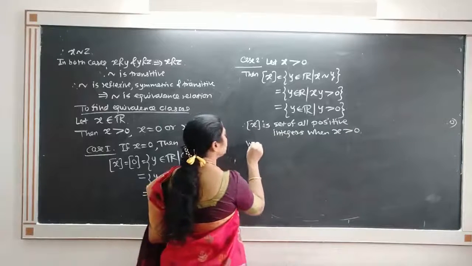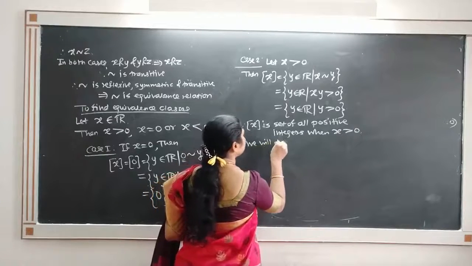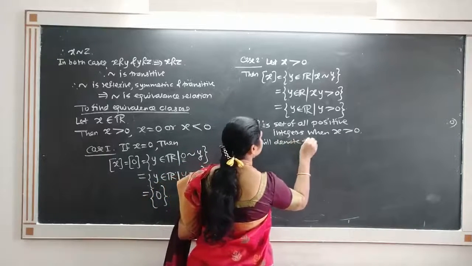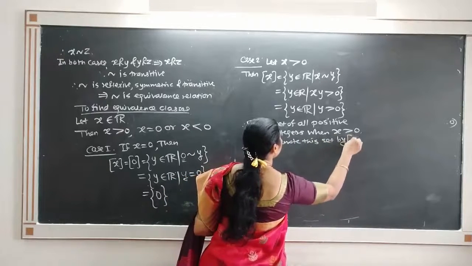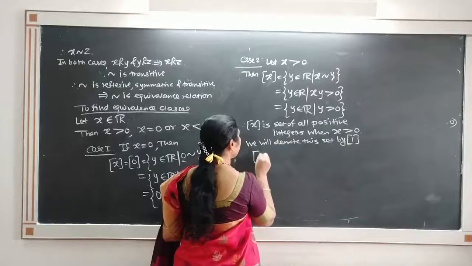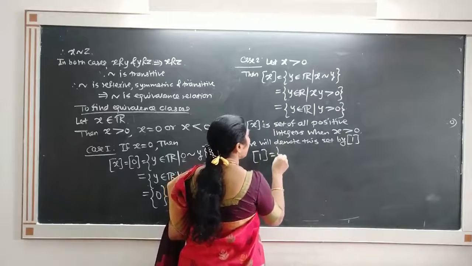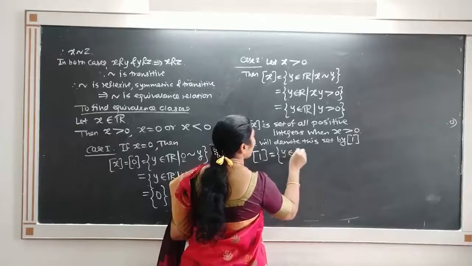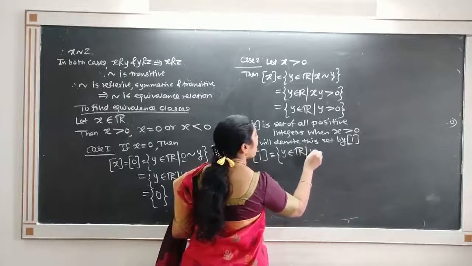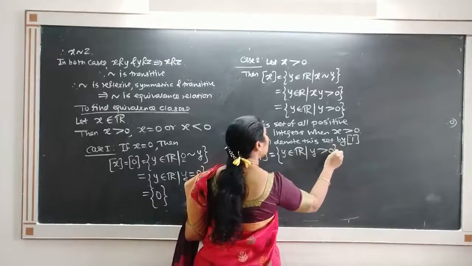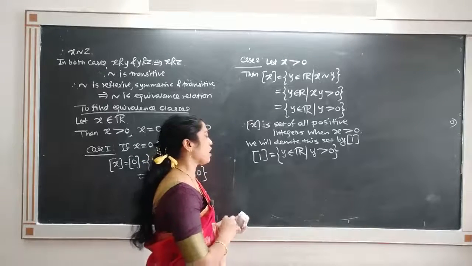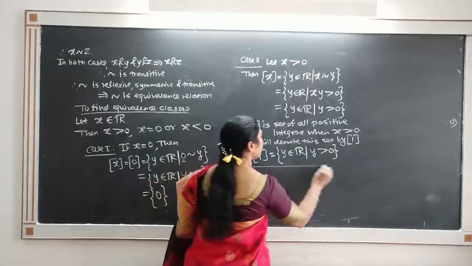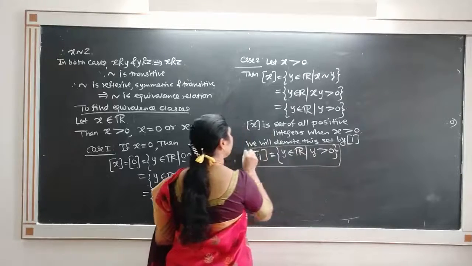We will denote this set by equivalence class of 1. So what is equivalence class of 1? We will say all y belonging to R such that y is greater than 0. All the positive give one equivalence class. So this is one of the equivalence classes, all positive.